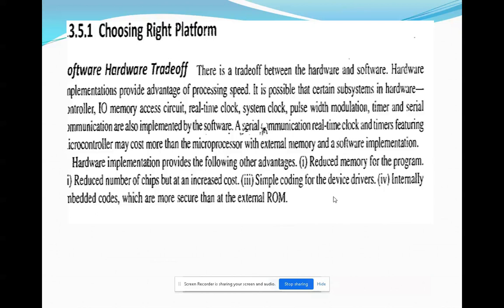Okay, so hardware implementation will provide certain advantages: it will hold reduced memory for the program, then chips will be in reduced number with a high cost, and then simple coding for device driver, and then embedded codes will be internally built in, which will be more secure than the external ROM. Okay, so these are the advantages while you are implementing hardware.